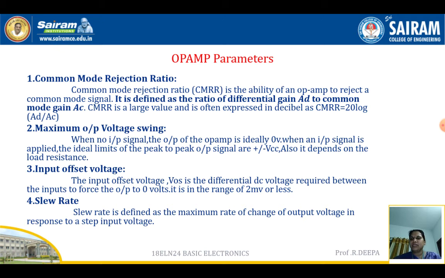The next parameter is slew rate. Slew rate is defined as the maximum rate of change of the output voltage in response to a step input voltage. That is, whenever we provide a unit step signal to an operational amplifier, we find the maximum rate of change of the output voltage with respect to this input, and we name this the slew rate.